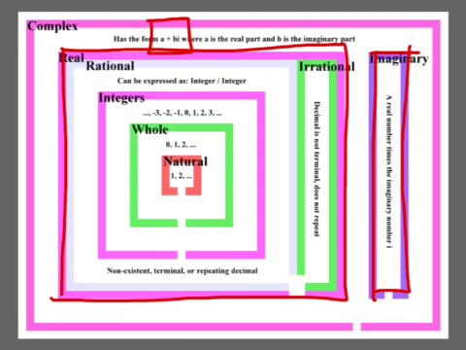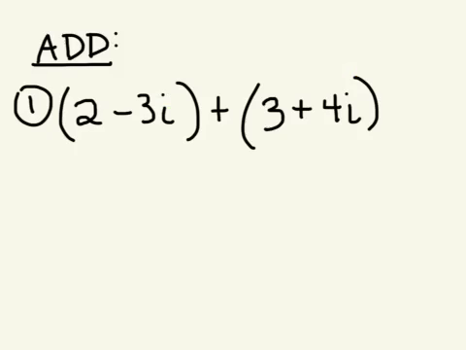Now let's consider operations on the complex number system. Say, for instance, we're adding two complex numbers. This is really no different than adding two binomials in the real system. So what we do is simply combine the two real components, namely 2 and 3. When I combine those together by addition, I get 5.